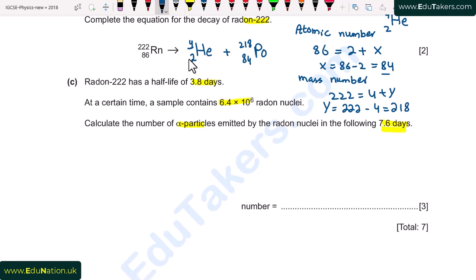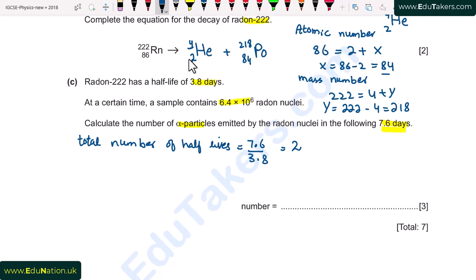So first of all, we find out the total number of half-lives. So I write here total number of half-lives will be equal to total time, that is 7.6, divided by half-life, that is 3.8. Both of these are days, so the answer will become 2. It means that there are total 2 half-lives.